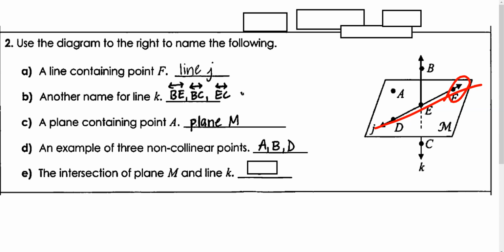The intersection of plane M and line K, well, if you see it meets at point E, going right through the center. By the way, the dashed part of the line, so this part right here, that just means it went through it and it's behind the plane, just to let you know it's still there.